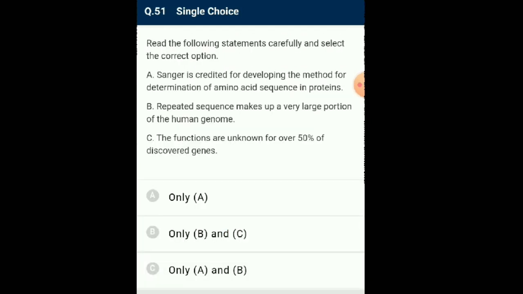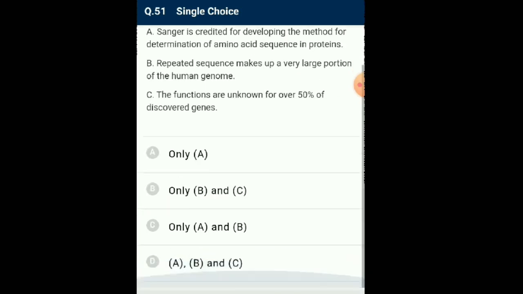Question number 51. Read the statements carefully and select the correct option. Here three statements are given. Frederick Sanger invented the method for sequencing of protein and nucleic acid, which is used in the Human Genome Project. In the year 1945, he developed a three-stage method for identification, quantitative measurement, and characterizing of terminal amino acids in insulin. This involved treating the protein with FDNB, subjecting it to acid hydrolysis, and then separating the colored compounds with chromatography. So the answer for this question is option D. From the given three statements, all three statements are correctly given. The functions are unknown for over 50% of discovered genes. Everything is correctly given.